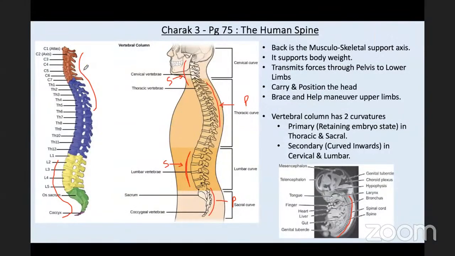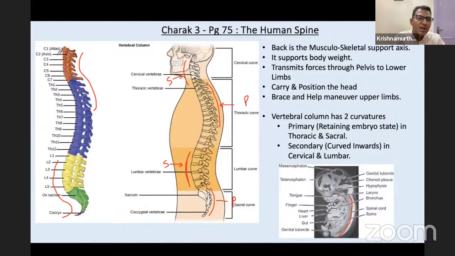spine, and in terms of the vertebrae, spine has, okay, I'll write it.